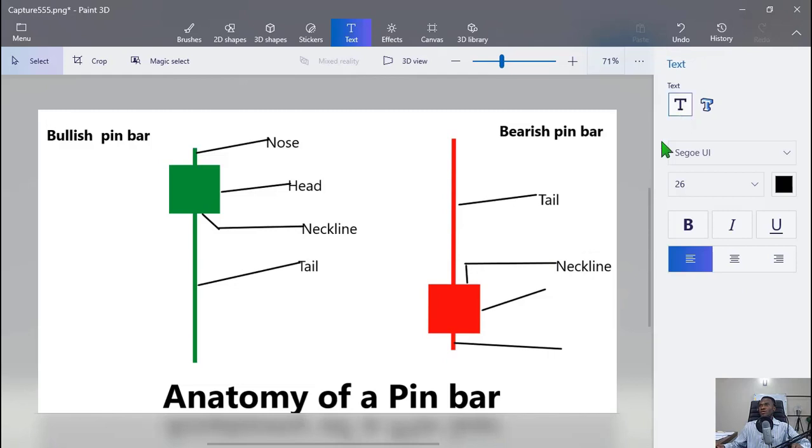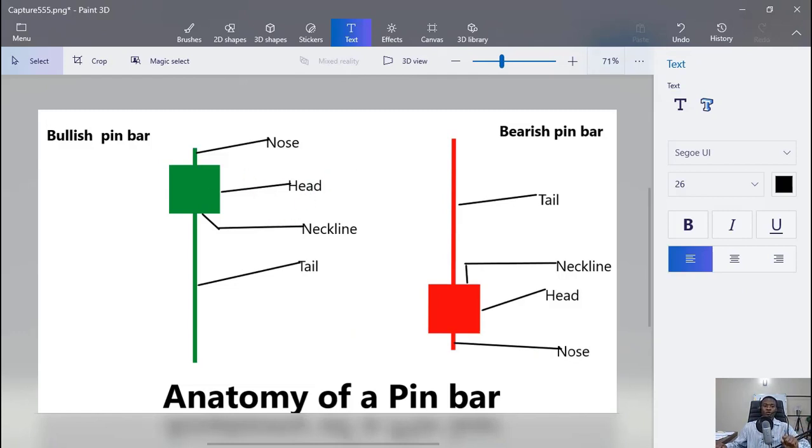And then right here we have the head. This is the head, a head structure right here. There's a neckline here. This is the head, and here comes the nose. So this is the anatomy of a pin bar.